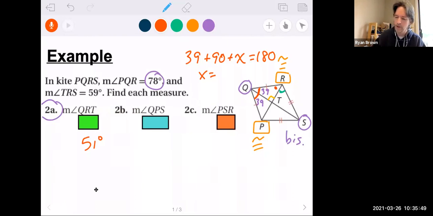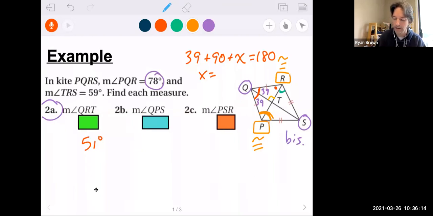How about QPS? Let's look over here at QPS. So I'm way over here, basically the big angle P. That's kind of an interesting question. How can we find QPS? Now, QPS is congruent to R, but it's not bisected though. Well, can we find R? Because I bet if we find the whole R, or QRS, then I think we find QPS.